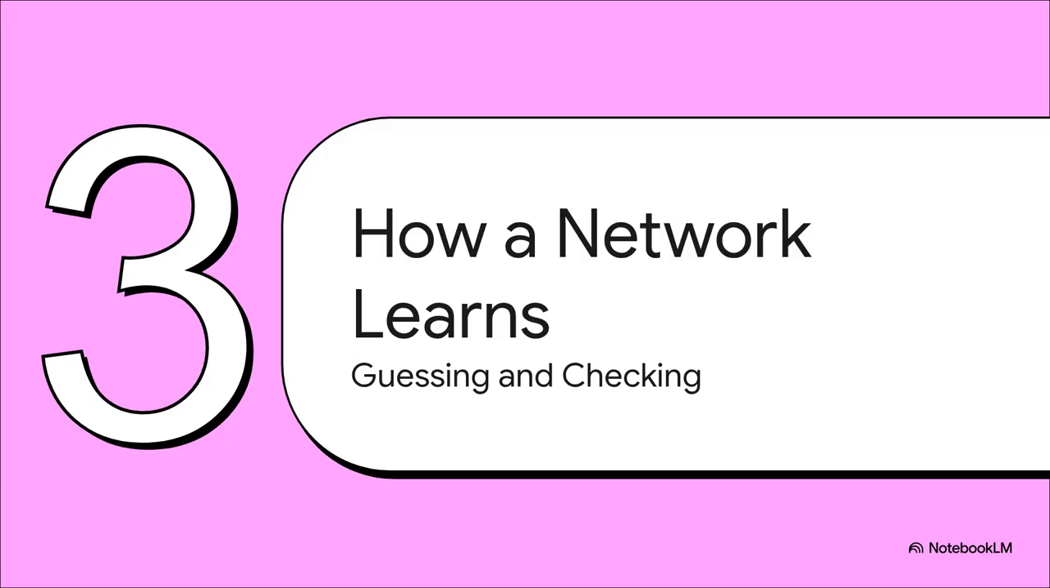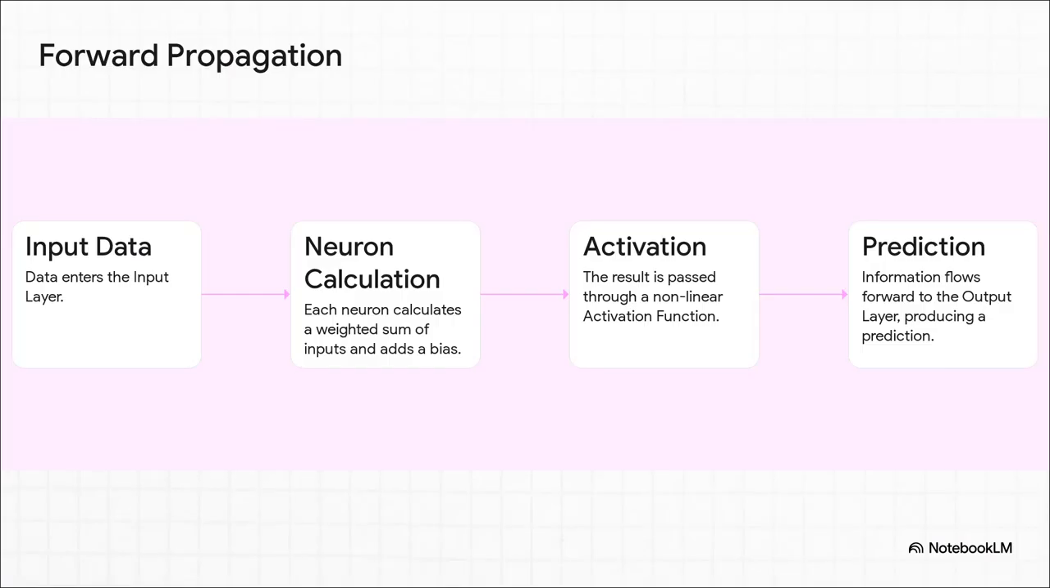Which brings us to the million-dollar question: how does it learn? It's not just memorizing things. The whole process is kind of like a student taking a pop quiz over and over and over. They make a guess, they see how wrong they were, and then they adjust their thinking just a little bit to do better on the next try. So step one, the network makes a guess. We call this forward propagation.